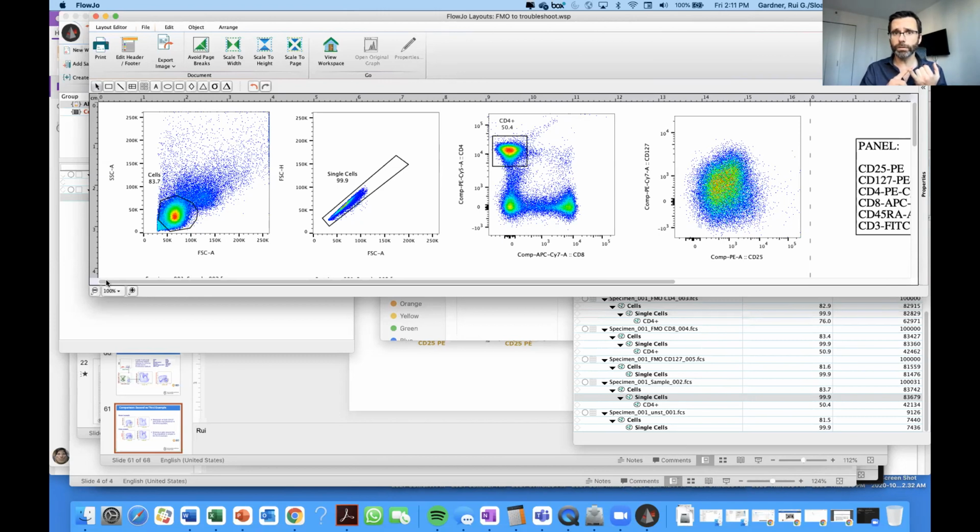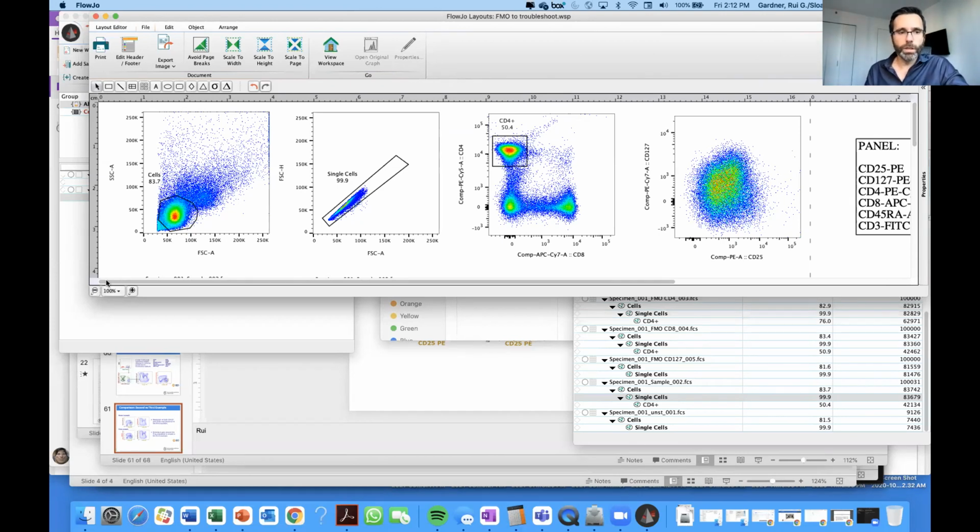Is it bad compensation controls? Is it a bad fluorochrome choice? Is it just the fact that you didn't account for the fact that there are 2 markers that are co-expressed, and so those fluorochromes are overlapping and interacting with each other? So it is important to actually have a series of controls and strategies to be able to troubleshoot that panel.